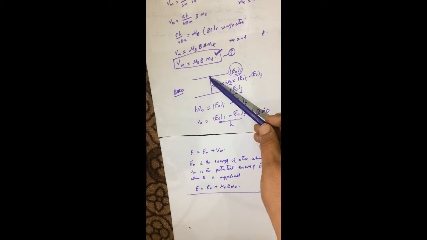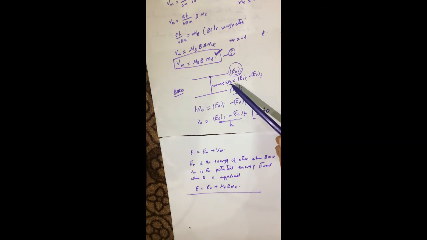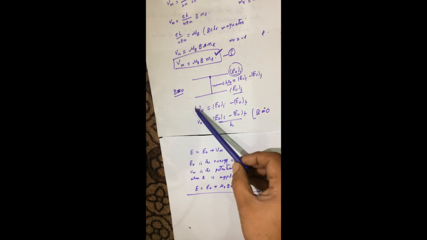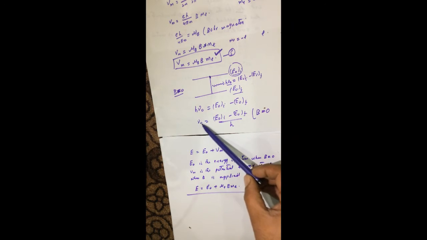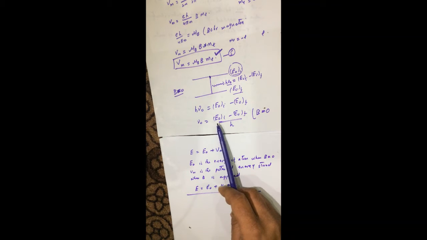Now when an electron makes a transition, a jump from a higher energy level to a lower energy level, it emits radiation in the form of electromagnetic radiation, and its energy is equal to h nu, and this energy is equal to the difference in energy of the two energy states, E naught I minus E naught F. So h nu naught is equal to E naught I minus E naught F. From this we get the value of the frequency nu naught when there is no external magnetic field. This is the frequency of the line emitted when there is no external magnetic field.